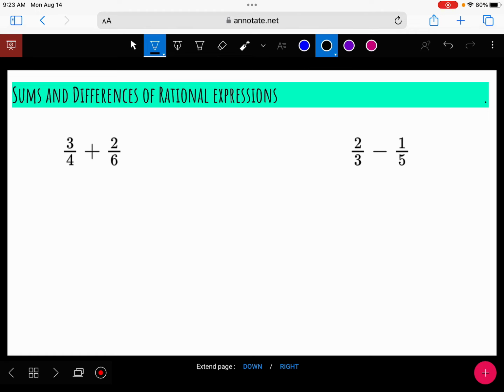So, sums and differences of rational expressions. What do fractions need to be able to add or subtract them? Common denominator. I'm just going to put denom. So looking at 3/4 plus 2/6, what do they need to have as their common denominator? What is their lowest common denominator between 4 and 6? 12.